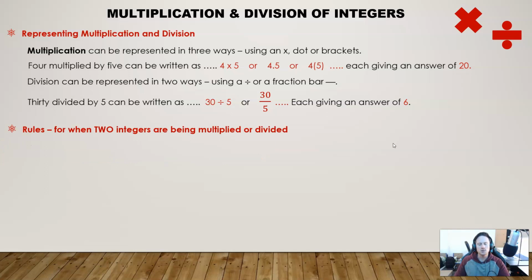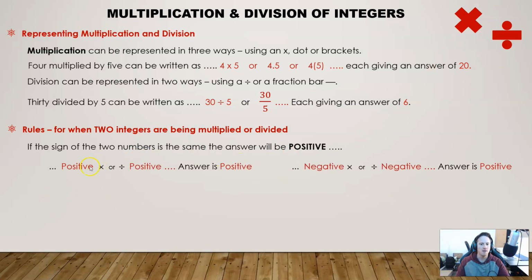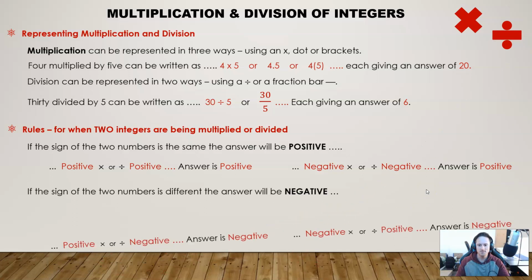Now we're going into rules for multiplying and dividing integers. When two integers are multiplied or divided, if the sign of the two numbers is the same, the answer will be positive. So a positive multiplied or divided by another positive number gives a positive answer. If both numbers are negative, the answer is also positive. If the sign of the two numbers is different, the answer will be negative.